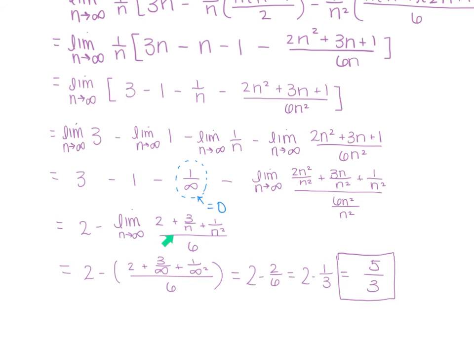And now when you plug in infinity, you basically have 2 plus 0 over 6. So you have 2 over 6. So we have 2 minus 2 over 6, 2 minus 1/3. 5/3 is the accurate area under the curve for this function. So remember, the key here is when you're taking the limit to infinity, and they have the same highest degree, you can always just look at the leading coefficients.